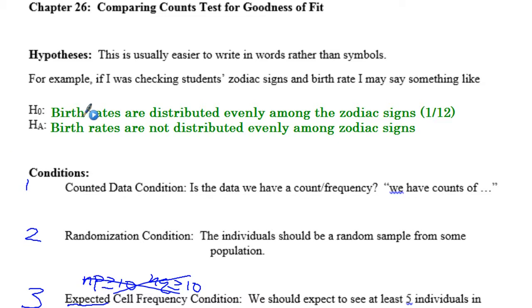So the null here, as a reminder, is always saying what really doesn't shock us, and so we kind of expect it to be distributed evenly. Sorry about that. To see if they're distributed evenly. Whereas what would shock us is if they aren't distributed evenly and we're like, oh, there's more Scorpios out there than there are Capricorns, something along those lines. So that's sort of what the H0 and Ha look like here.